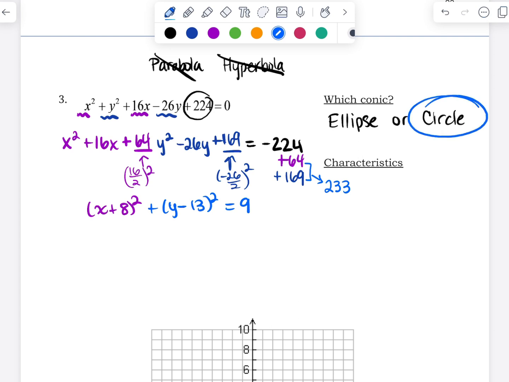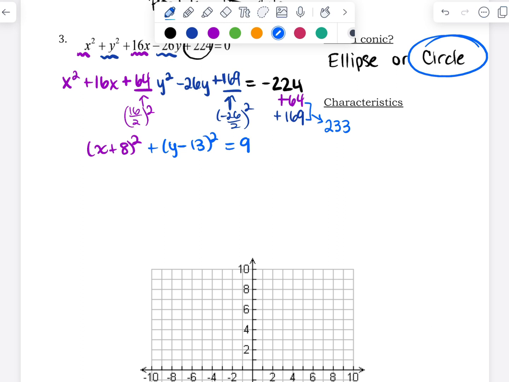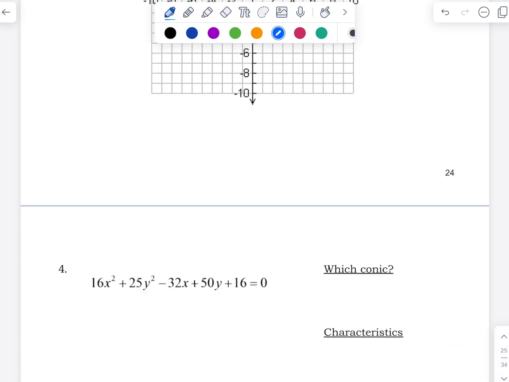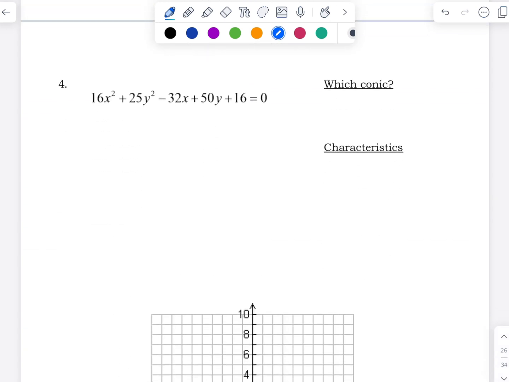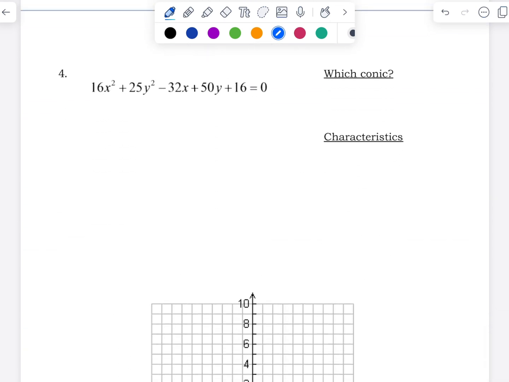And again, we're going to go back and graph these later, but hopefully you can tell, hey, that follows the x minus h plus y minus k squared equals r squared. So that guy's totally a circle. All right, moving on to number 4. Okay, again, we've got a plus sign and 2 variables squared, so I'm going to guess this is either an ellipse or a circle. Let's see which one it is.